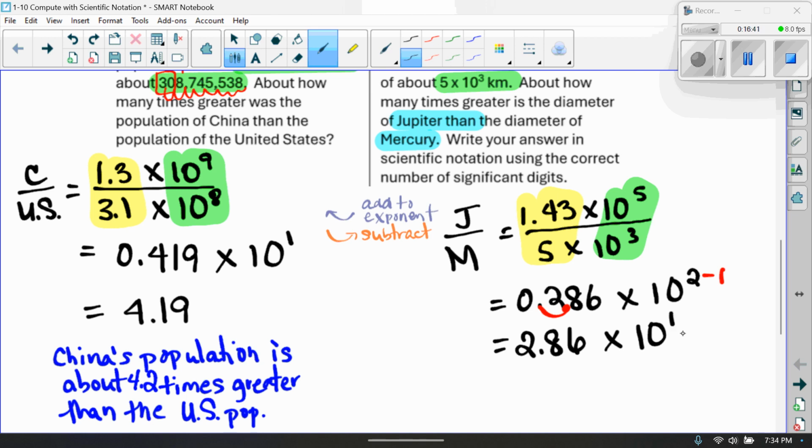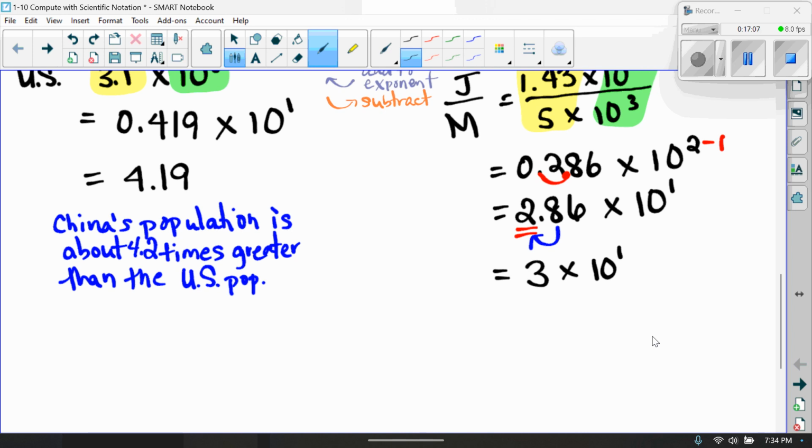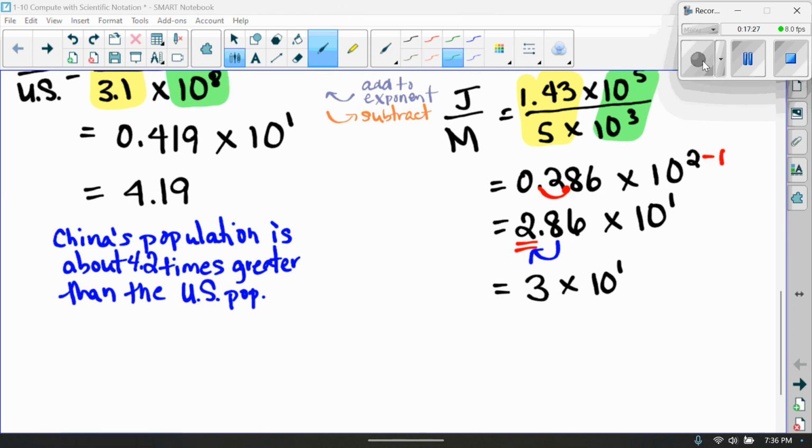Okay? So, again, we only want one significant digit. So that means this is the one significant digit. We have to round using the 8. So this is going to give us 3. So our final answer is going to be 3 times 10 to the first power. Okay? So Jupiter's diameter is 3 times 10 to the first times larger than Mercury's. Let's write that down.